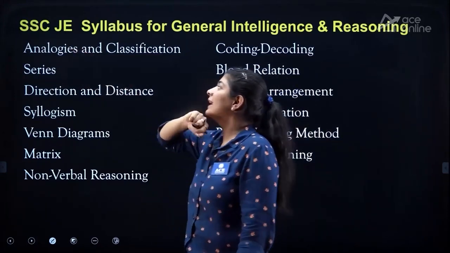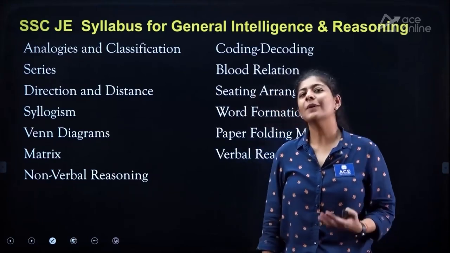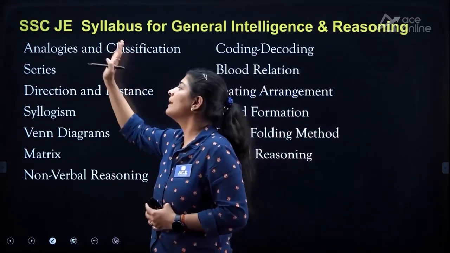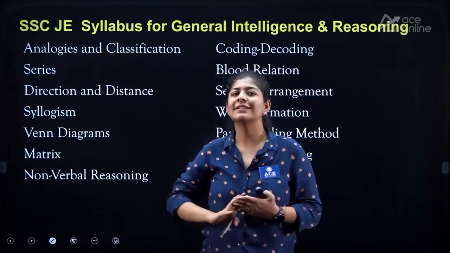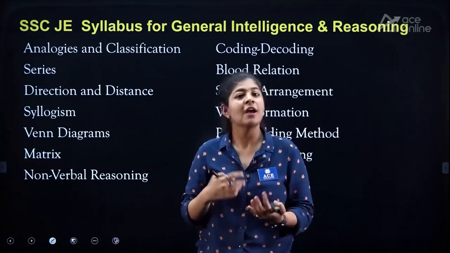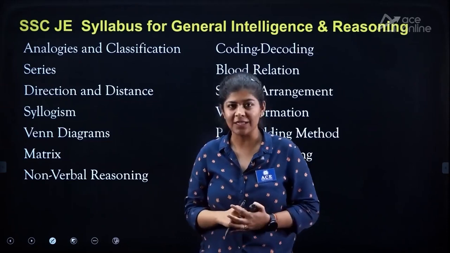The first topic is analogy and classification. These are separate topics, but they are mentioned together like this. In analogy, we have a certain pattern or logic given between the entities. First we need to identify it, and we need to replicate the same thing with the asked one.